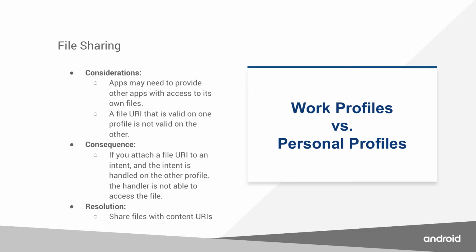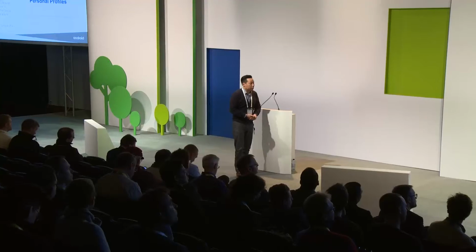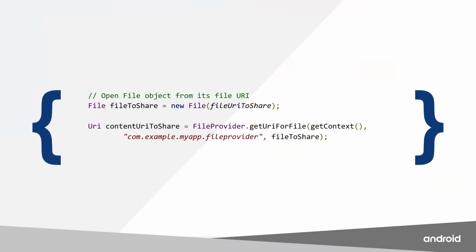There are some considerations regarding file sharing. Your app may need to provide other apps with access to its own files. A file URI that's valid on one profile might not be valid on the other. Therefore, if you attach a file URI to an intent and the intent is handled on the other profile, the handler may not be able to access the file and your app may crash. So we recommend sharing files with content URIs instead. And this is how you would get a content URI for a specific file URI.